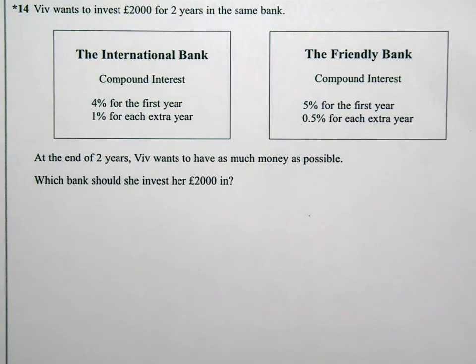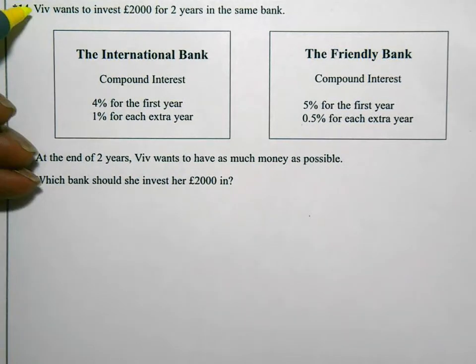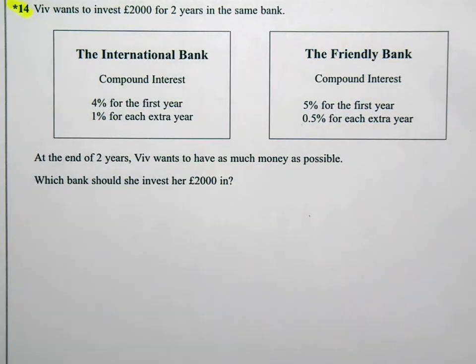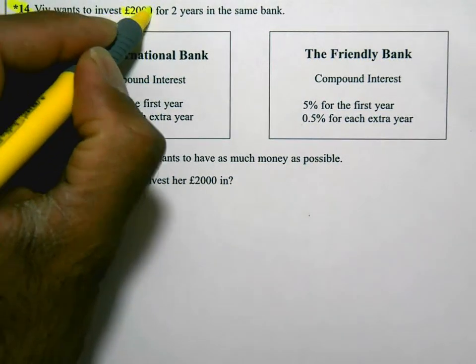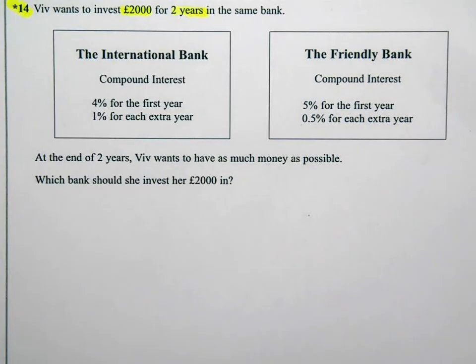This is question number 14 on the higher June 2013 calculator paper. From the start of this question, I could see there's a star next to this question, so they want me to write a sentence as part of my answer. Let's read the question. Viv wants to invest £2,000 for 2 years in the same bank.